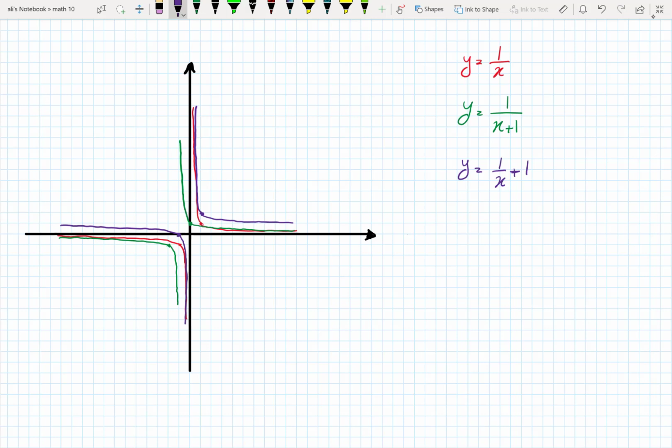So friends, please notice that the second function has been moved 1 unit to the left compared to the first function, and the third function has been moved up 1 unit compared to the first function.